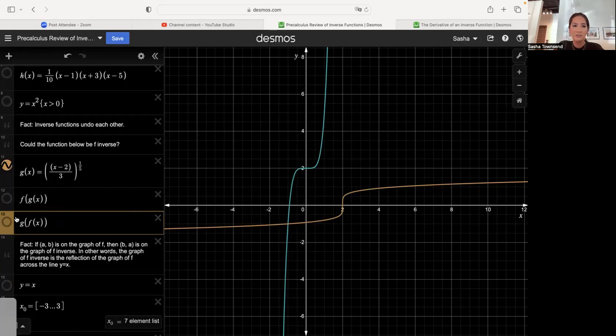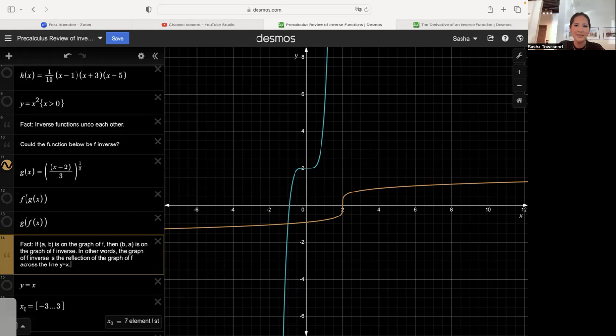If they undo each other's operations, if you put in x to the composite function, you should get x back. So when I substitute the inverse function into the original function f, I get x. And when I substitute f into the inverse function, I get x. That's sort of mathematically, algebraically showing that those functions undo each other.